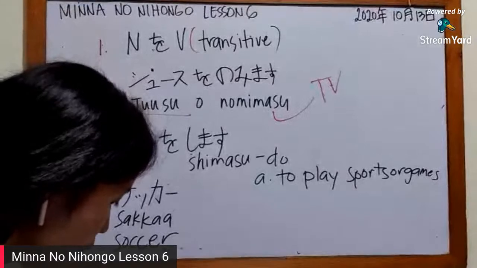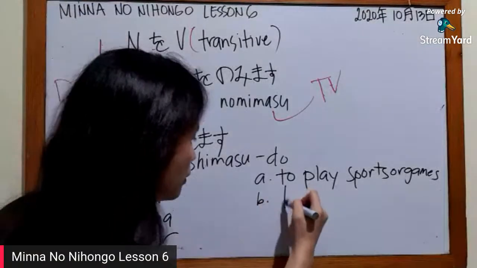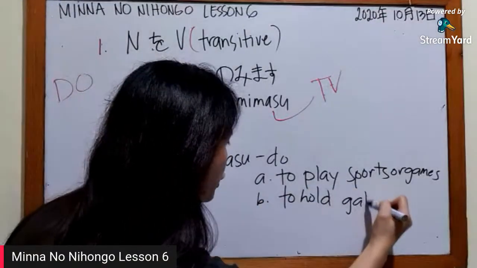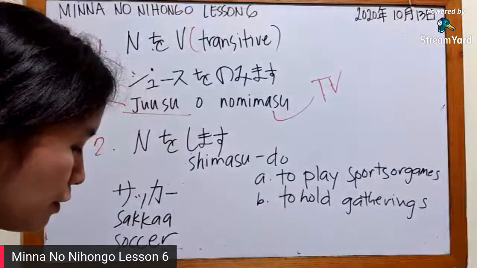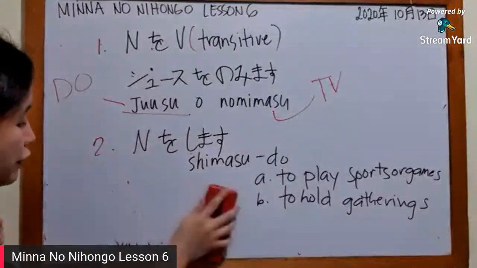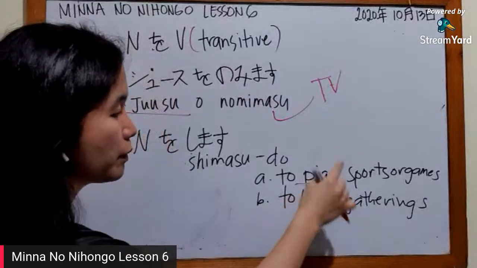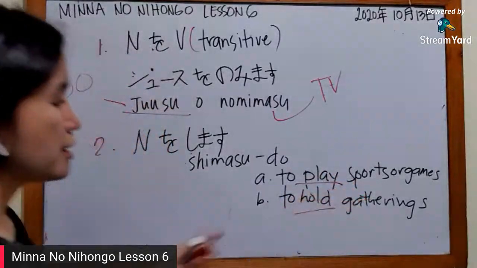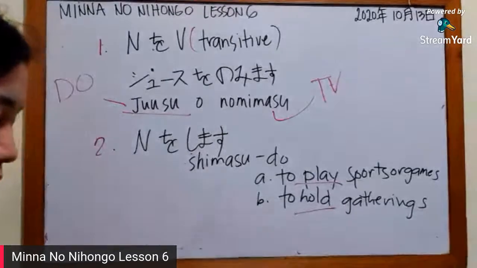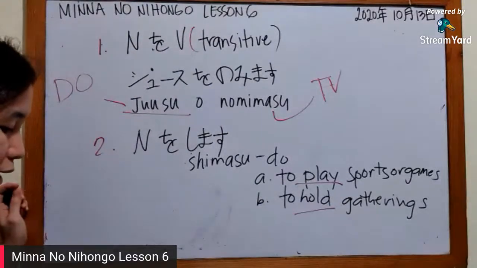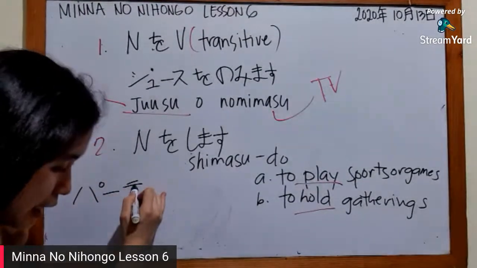What else can we use? Letter B. To hold gatherings. To hold gatherings. So for example, I will remove this. So first one is you can use it for this meaning. Second one for this meaning, to hold gatherings. For example, party. Party is party. Not patty for burger patty. It's party.